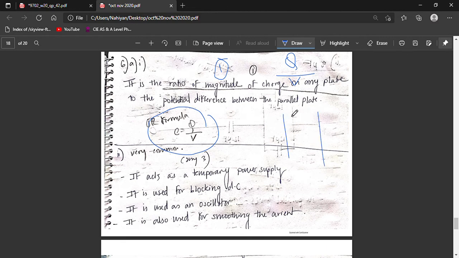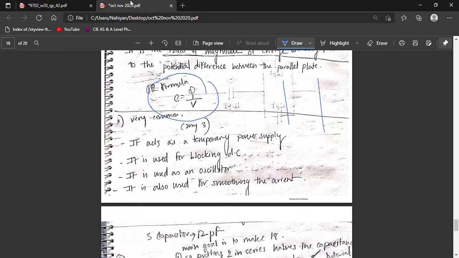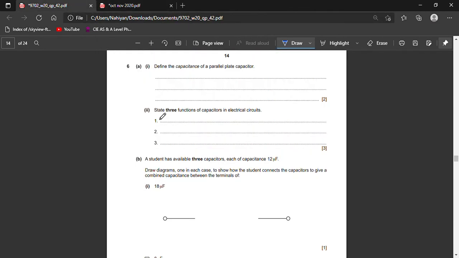So that's it. Moving on, state 3 functions of capacitors in an electrical circuit. It has a lot of functions, as we know. It can act temporarily as a battery, and it can also have a smoothing effect.